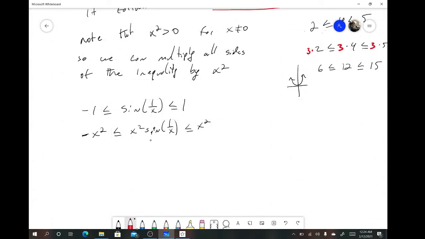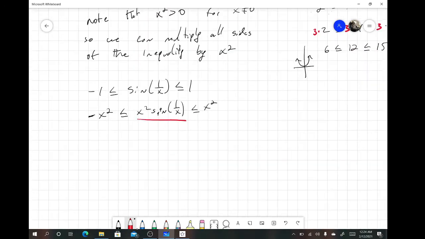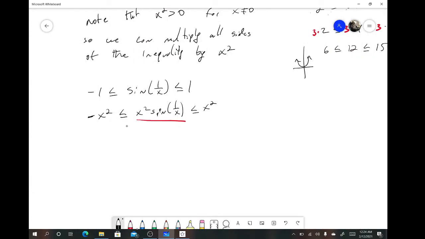Now, this function in the middle is the one that we're interested in. That's the one that we're finding the limit of as x goes to 0. We can see that it's trapped between x squared and negative x squared. And we can also see that the limit as x goes to 0 of x squared is the same thing as the limit as x goes to 0 of negative x squared, which will be 0, because you could just simply plug in and you're going to get 0.